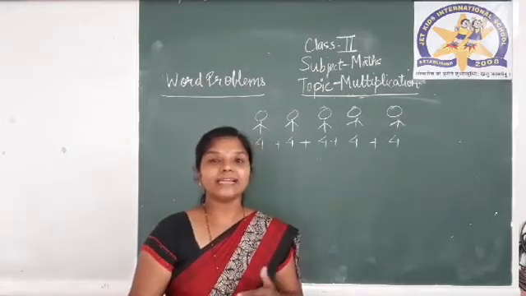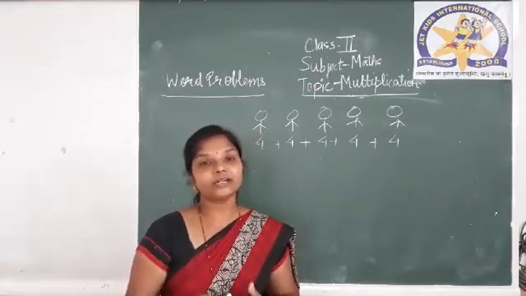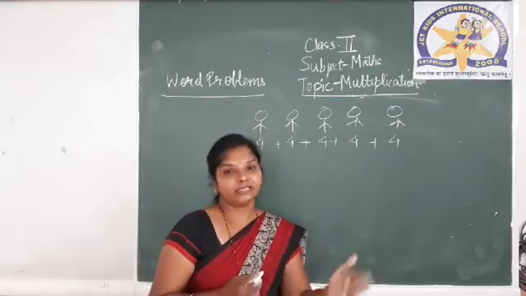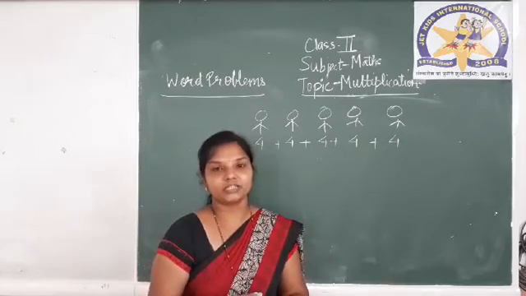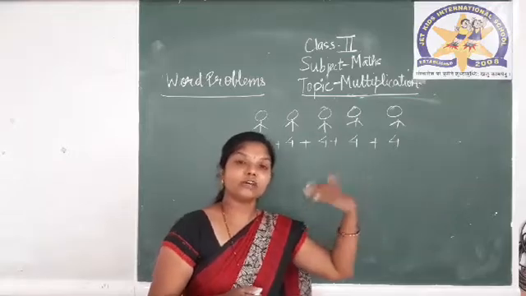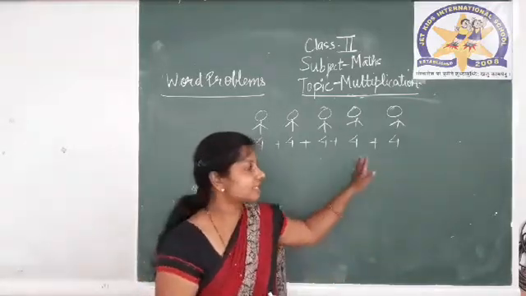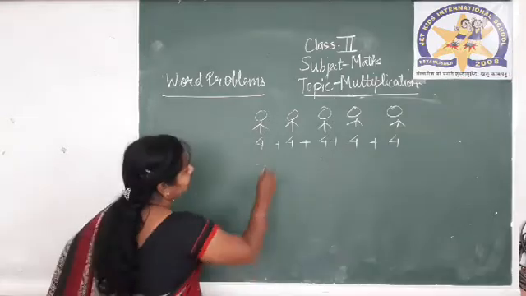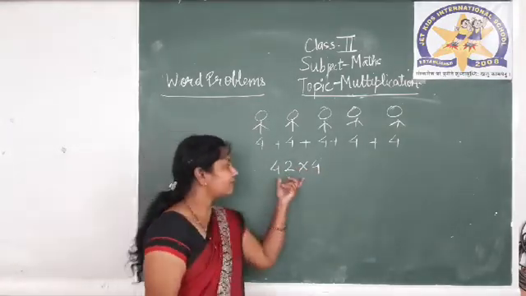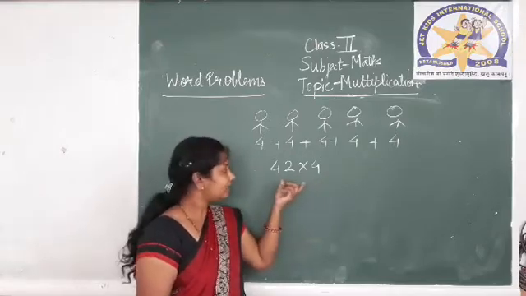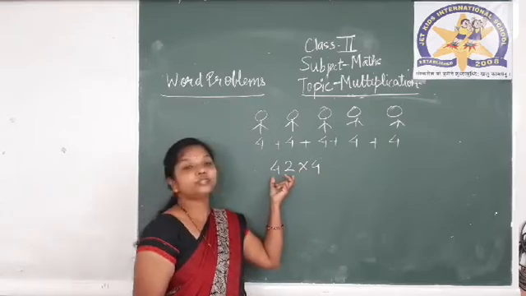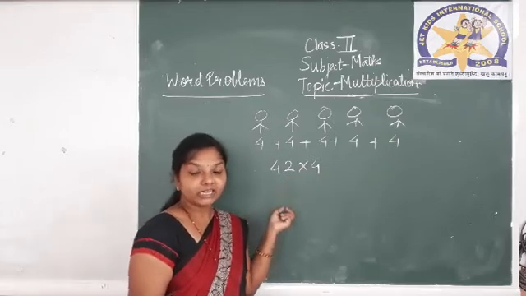So instead of adding it 42 times, what can we do? What is the other option? Instead of repeated addition, the option is multiplication. Instead of adding it 42 times, you can multiply once. You have to multiply 42 by 4. That means we are adding 4, 42 times. Are you getting it?